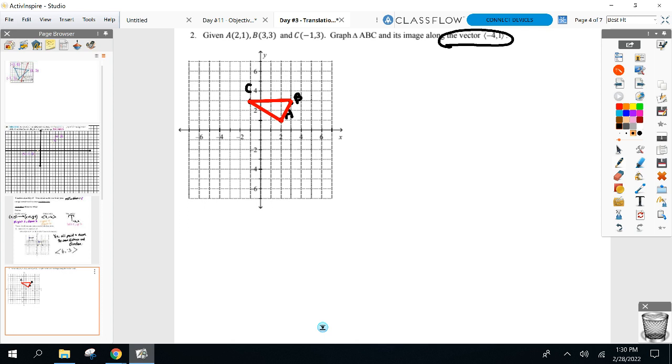Everything's getting moved left 4, down 1. Or sorry, left 4, up 1. Left 4, up 1. And make sure we start calling them primes now. C prime, A prime, B prime.